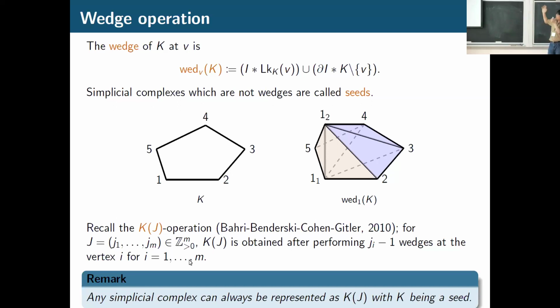Amongst the simplicial complexes, if one cannot be obtained by wedge operations from the others, then I call it a seed. That seed was the main object in Hyun-Tae's talk just before. Let me remark that any simplicial complex can always be represented as K of J, where K is a seed.